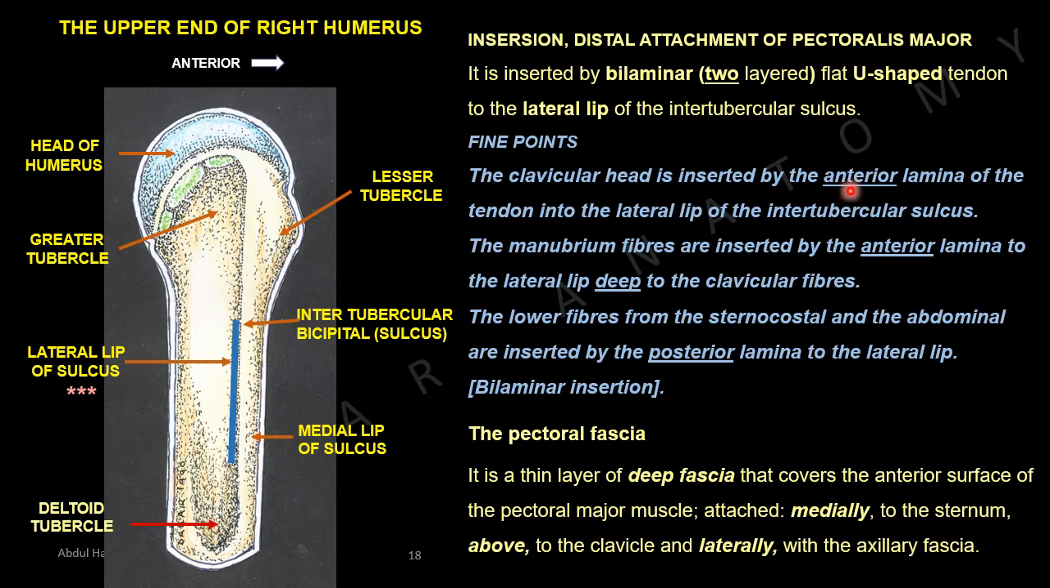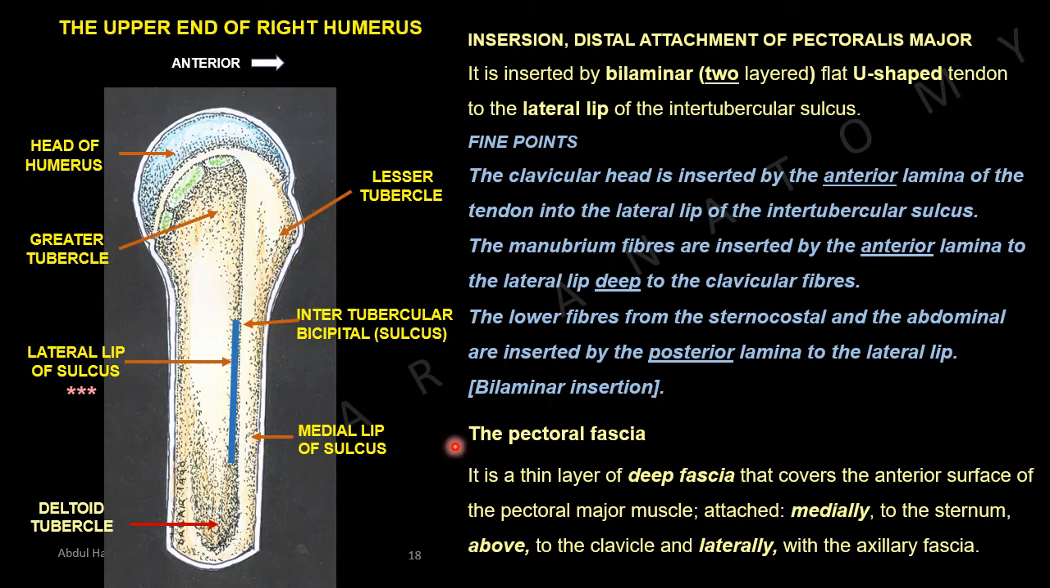In the anterior layer, the most superficial fibers are coming from the clavicular part, and deep to that are the fibers coming from the manubrium. Again, deep to those, still inserted to the lateral lip, are fibers coming from the sternocostal and abdominal part. So all are attached to the lateral lip of the intertubercular sulcus, but in 2 layers, a bilaminar insertion.